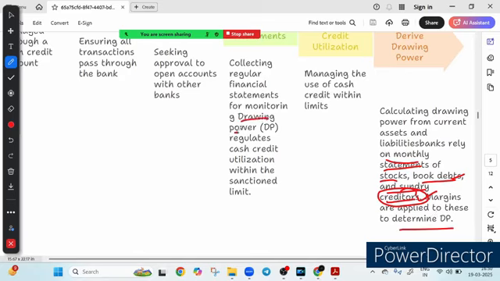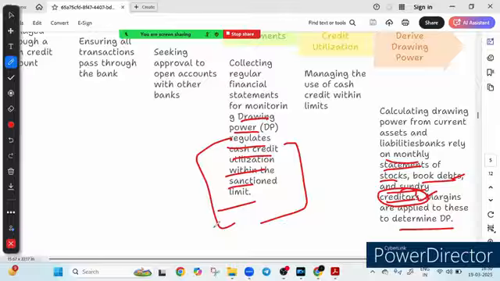And I told you drawing power regulates cash credit utilization within the sanction limit. So drawing power should always be less than or equal to the sanction limit. You cannot utilize more cash credit than drawing power. In this question, the sanction limit was 500 lakh, which is 5 crore, but still the company can actually draw a maximum of 4.35 crore at this point. So the drawing power varies. That is the whole point of this lesson.